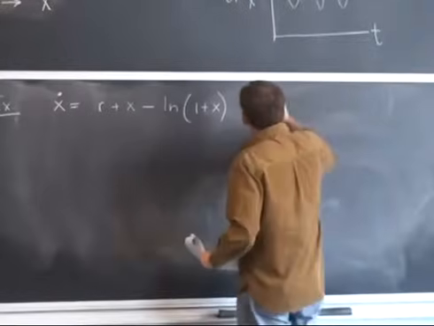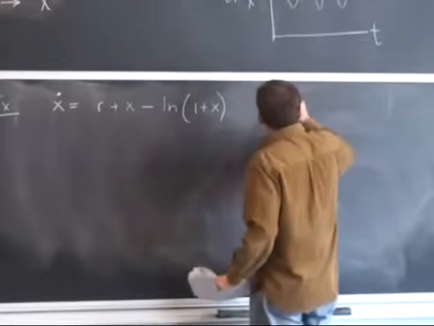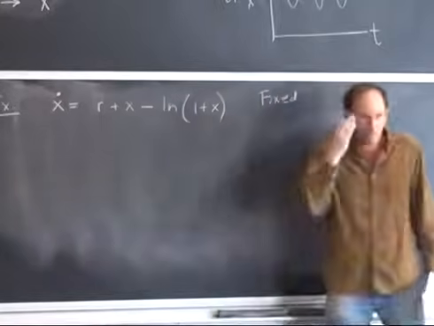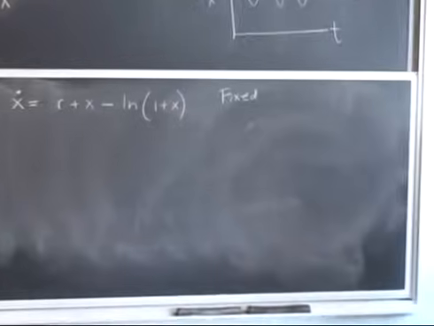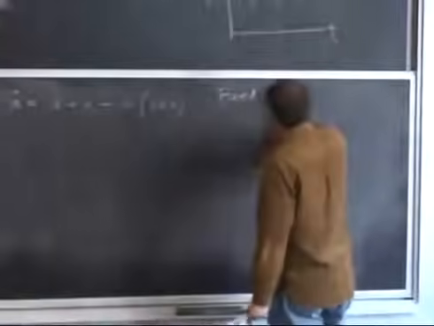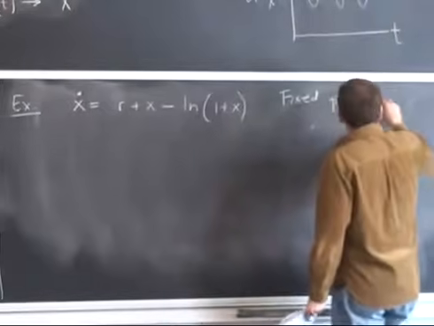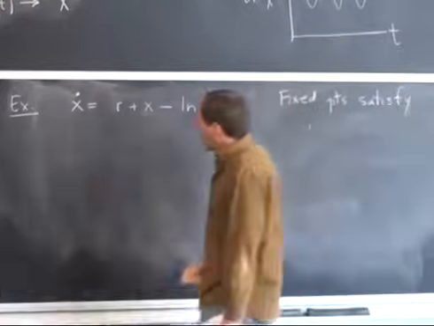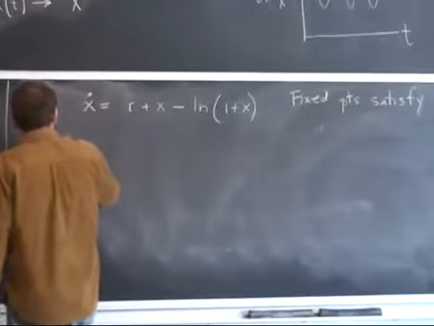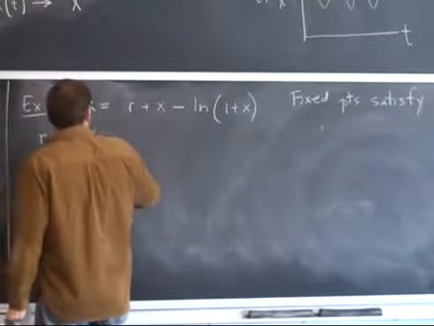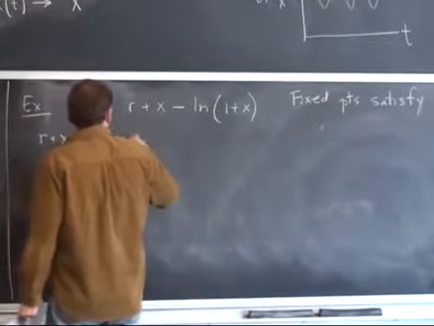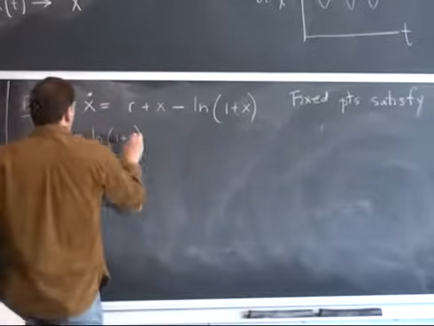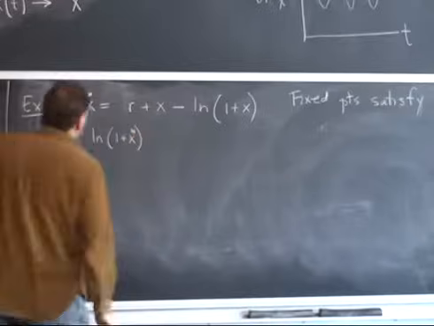So your first thought is, well, let me figure out what the fixed points are, since they dominate the behavior of these one-dimensional systems. And so the fixed points would satisfy, well, the right-hand side has to be 0. So we have r plus x equals log of 1 plus x. Those, I guess, we would put as x stars.